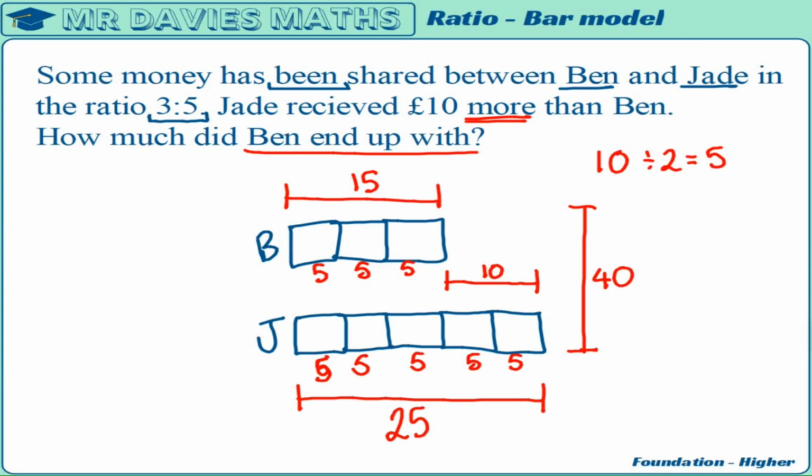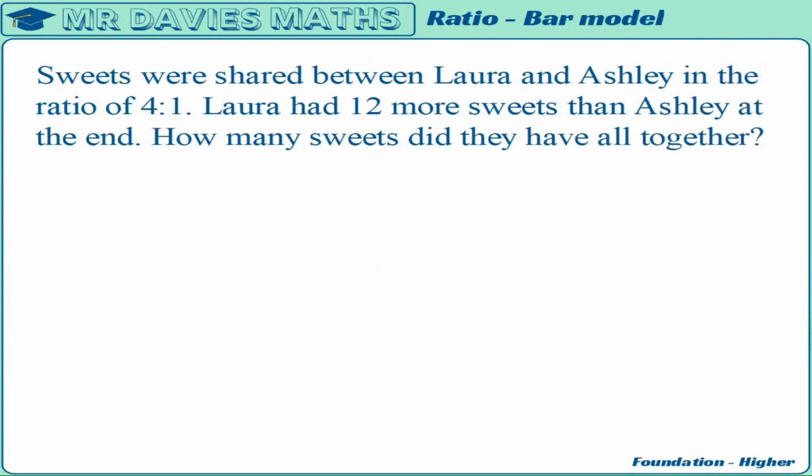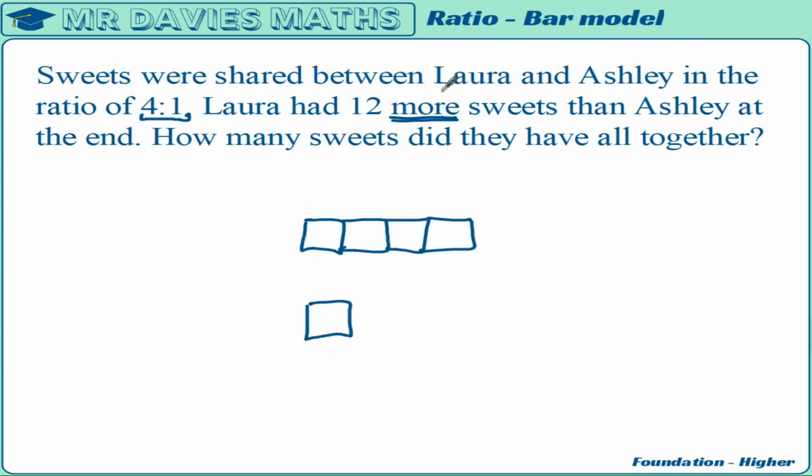Hopefully you've understood that. Next question. Sweets were shared between Laura and Ashley in the ratio of 4:1. Laura had 12 more sweets than Ashley, so again it's another more than question. So I'm going to start off by drawing my boxes. So 4 and 1. We've got Laura's name first, so Laura and Ashley.